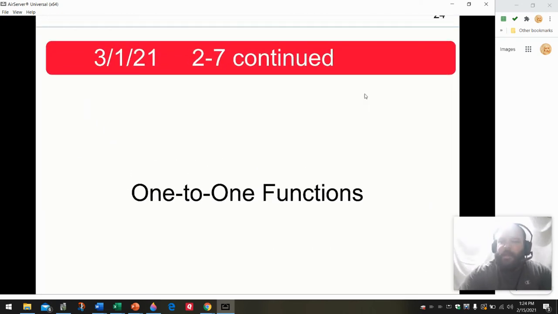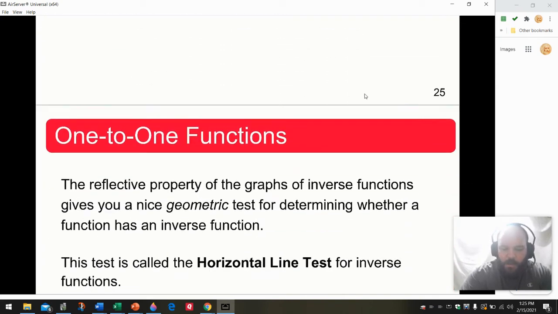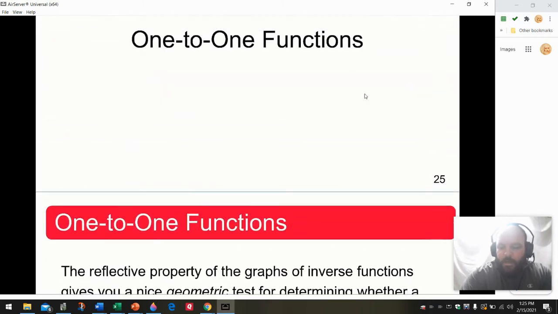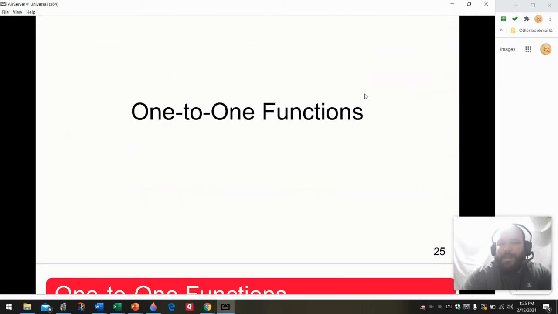Okay, hello everybody. So today we're going to cover the last section out of Chapter Two's Section 7, and I'm going to talk a little bit more about what it means to be one-to-one. I touched on it briefly in the last video, but I'm going to go into a little bit more detail where we are going to discuss again how to test for one-to-one, and then we're going to show you how to use that as we're trying to find various inverse functions.